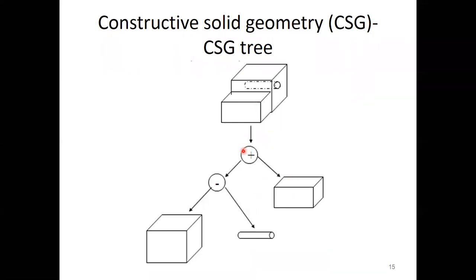So the CSG system will be storing the primitives, what are the primitives used for generation of this particular object, and the Boolean operations used for generation. Here only two operations, one is subtraction, another one is addition. These data alone will be stored if you are making this solid.